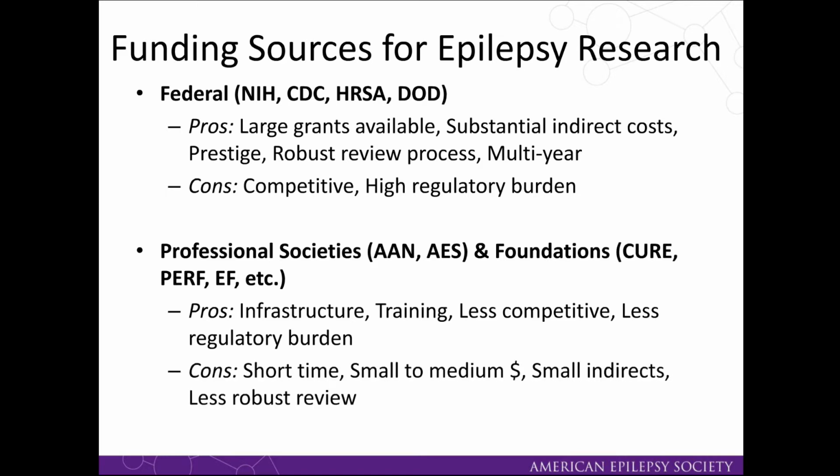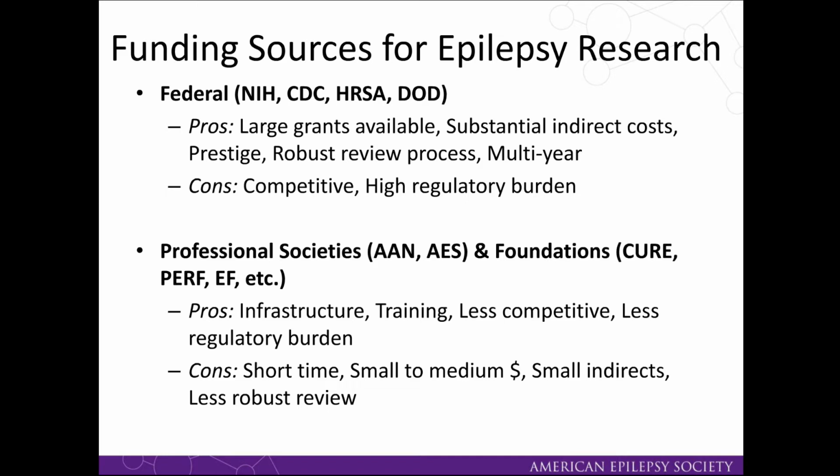The cons, these grants are often shorter. Often it's 1 or 2 years. The dollar amounts are often smaller. The indirects are often smaller as well. Some of them will restrict. Some organizations won't pay any indirect. Some will limit it to a few percent, or maybe 10 or 20%.